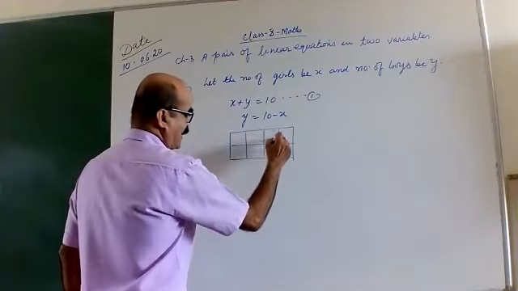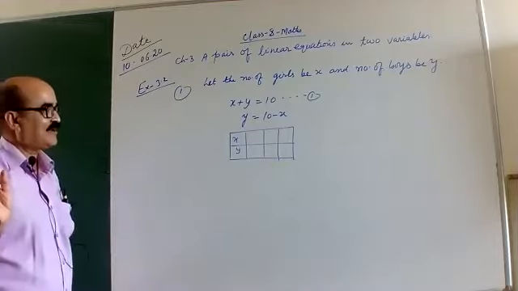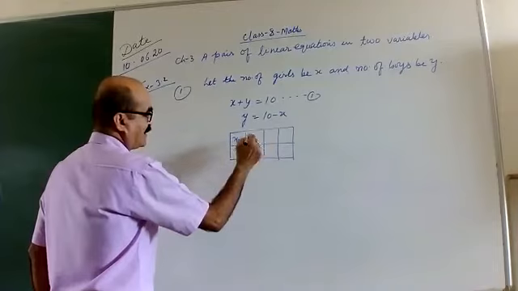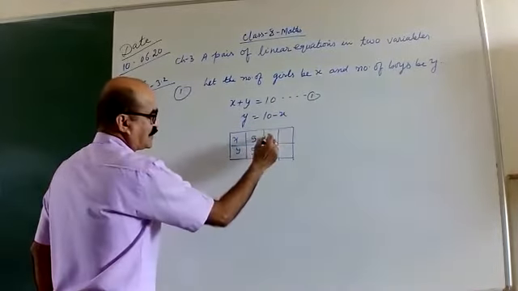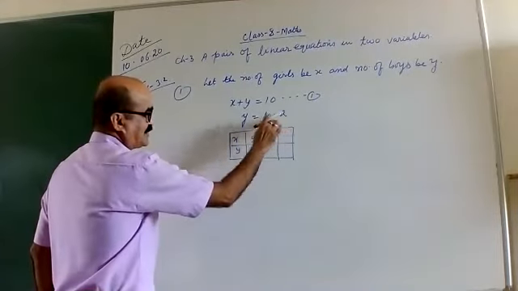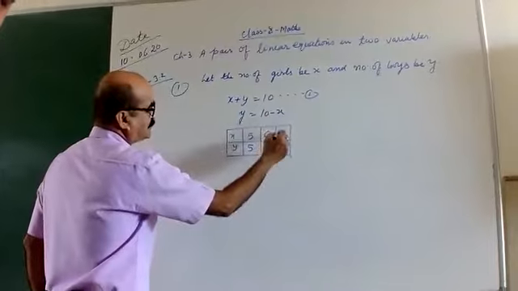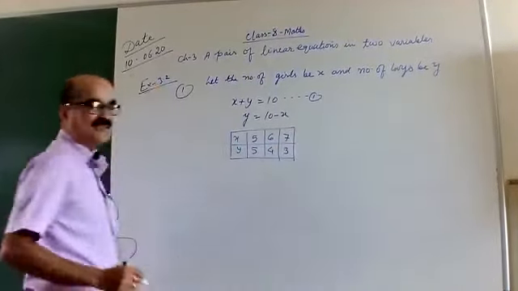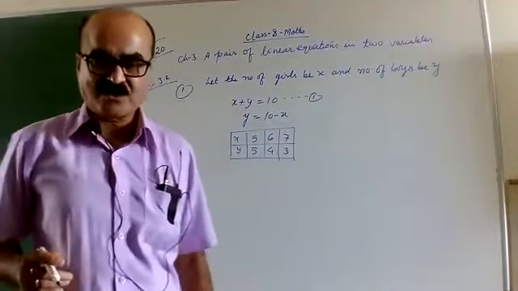Now take 2-3 points here. I am taking 3 points here, x and y. Substitute any value of x here. Suppose I am putting x is equal to 5, then 10 minus 5 is 5. Now putting x is equal to 6, 10 minus 6 is 4. Now x is equal to 7, so 10 minus 7 is 3. Is it clear or not?